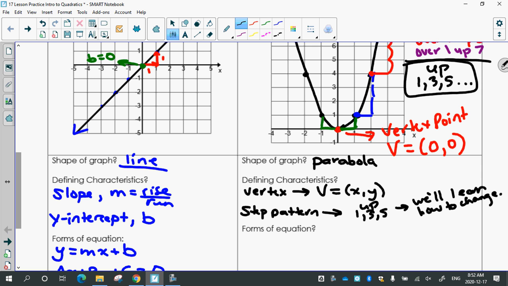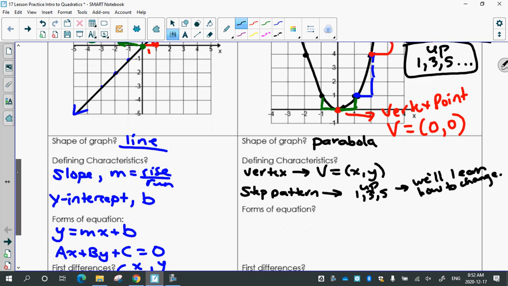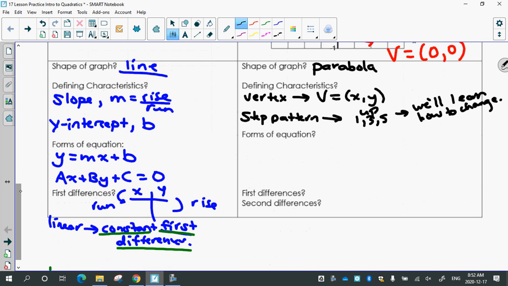Okay? Forms of the equation. There are actually 3, and we're going to see 2 of them today. One of them we're not going to see until after the break. So there are 3 forms. So one of them is called standard form: ax squared plus bx plus c. It's called standard form.